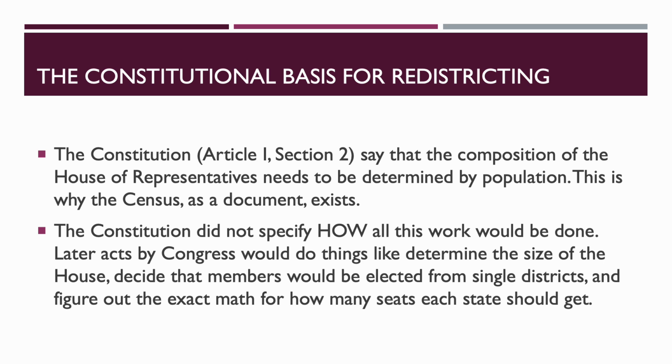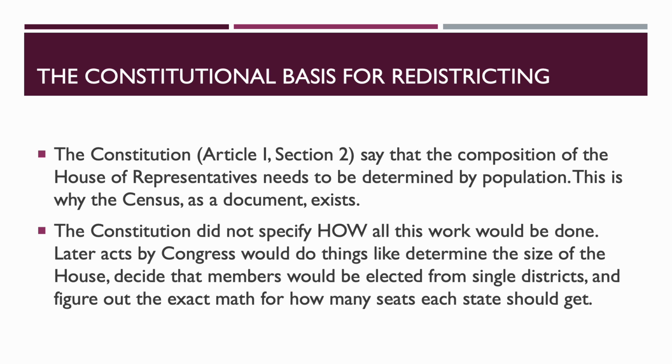Now, funny thing is, the Constitution does lay out that there needs to be a census, and that the composition of the House of Representatives needs to be determined by population. Those are the two things that the United States Constitution does. Here, though, is what it does not do. It does not specify how this will all happen. Okay? For example, later acts of Congress decided things like the size of the House.